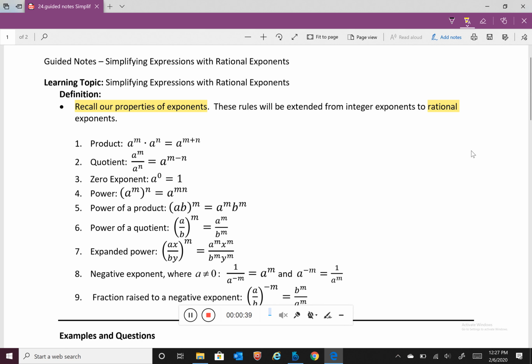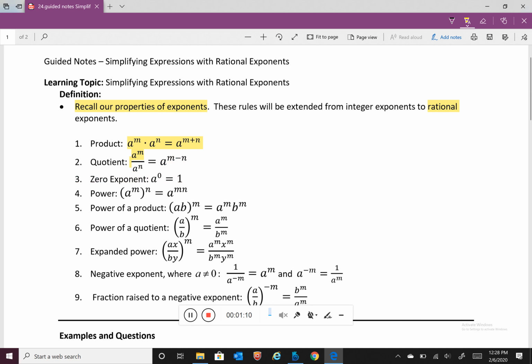So our first property that we're going to remember is the product property that states that like bases multiplied, we're going to add our exponents. Similarly with the quotient property, like bases divided, we're going to subtract our exponents.